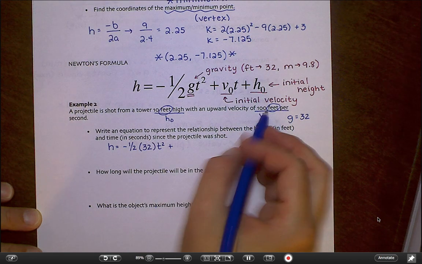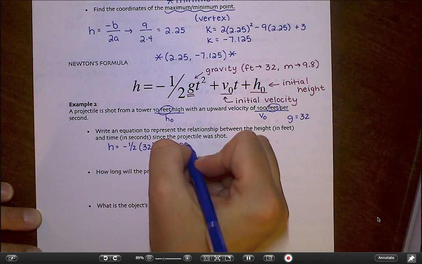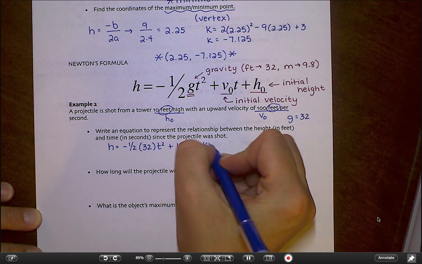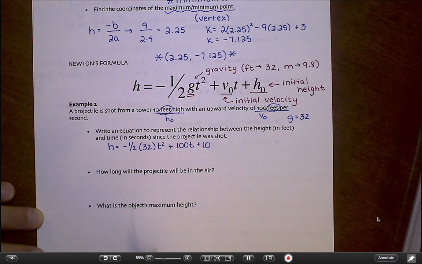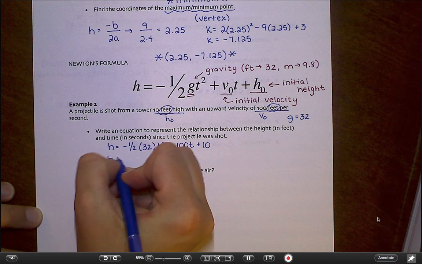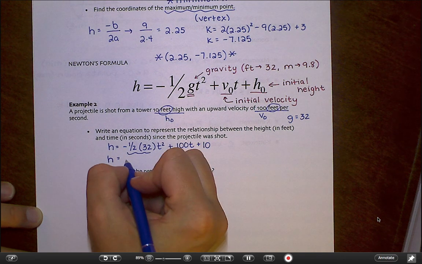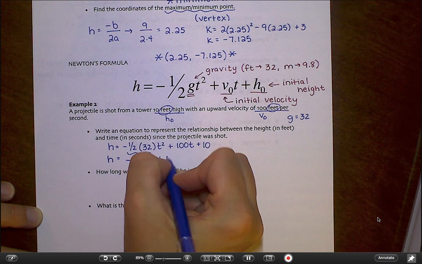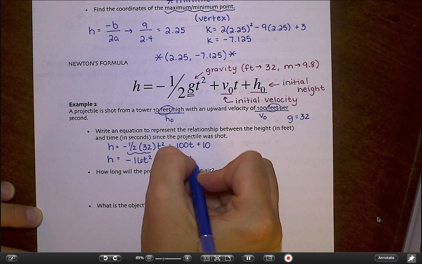plus my initial velocity was 100, plus my initial height was 10. And the only thing I can do with this equation that would really clean this up is put together the -1/2 and the 32. So this is the equation I want to work with: -16t squared plus 100t plus 10.